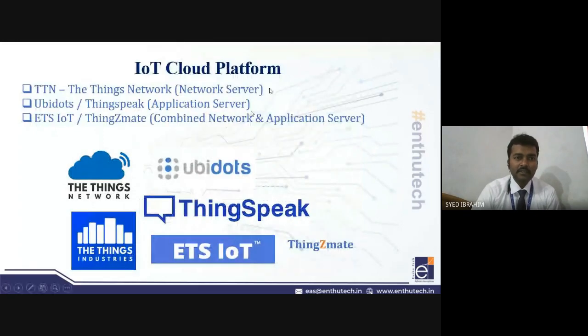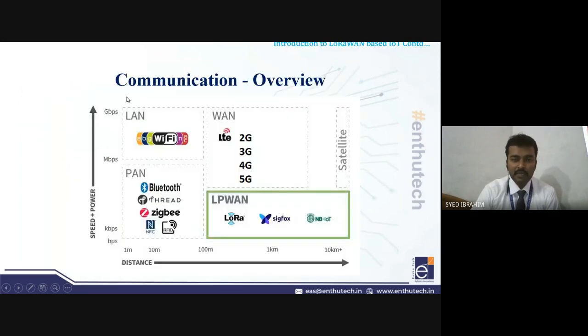See, like this. So I am just mentioning ThingsMate, which is our product. I mean, our own cloud server, and these two are available in the market.